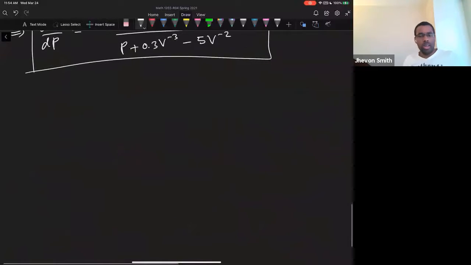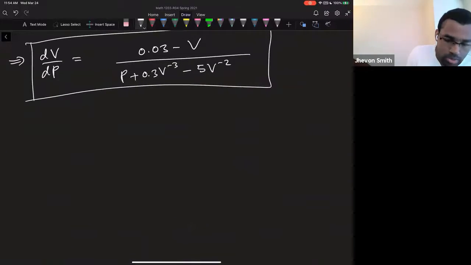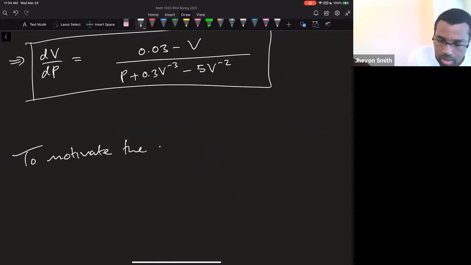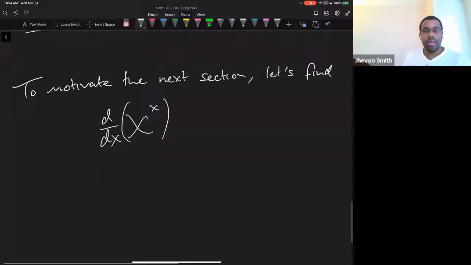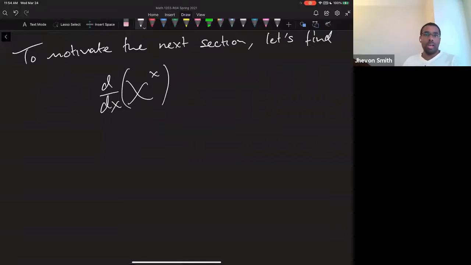Okay, so to motivate the next section, let's find the derivative of x to the x. So this is our focus for a little bit. What do you think the derivative of that function is? Give me a guess.